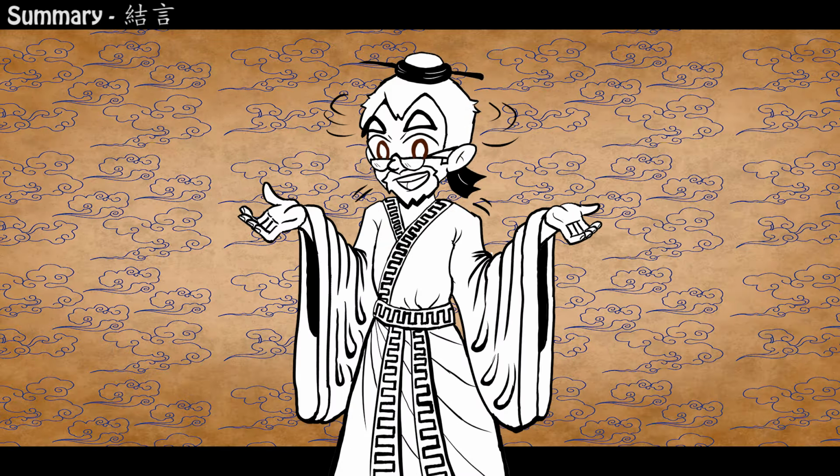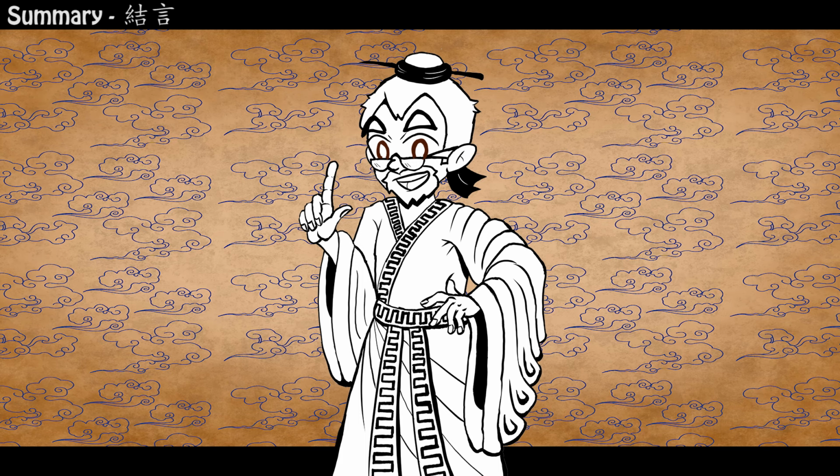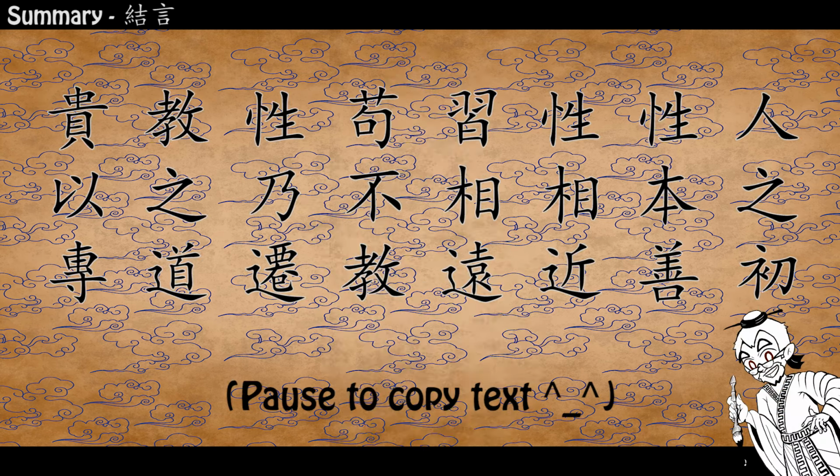That was a lot just for 2 rows of 24 characters in total. But that's the beauty of classical Chinese, you make those 24 characters count, damn it. And here you have today's main text in full once again.